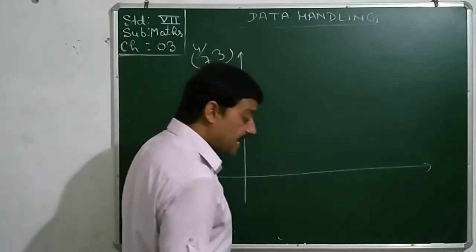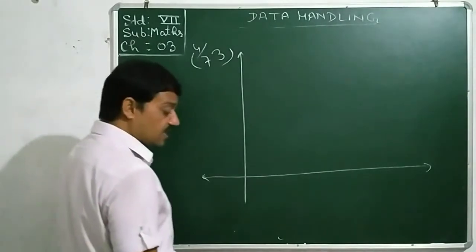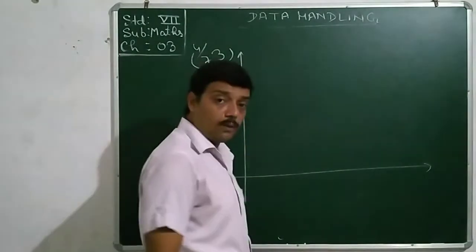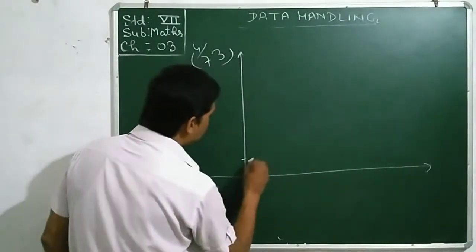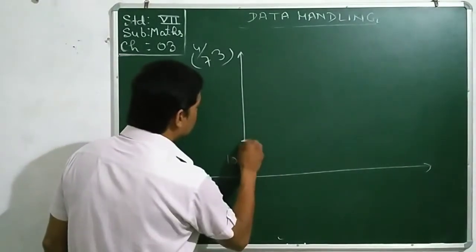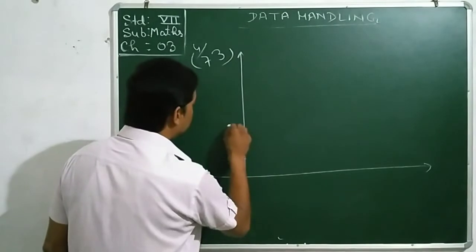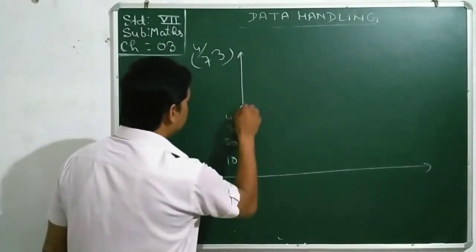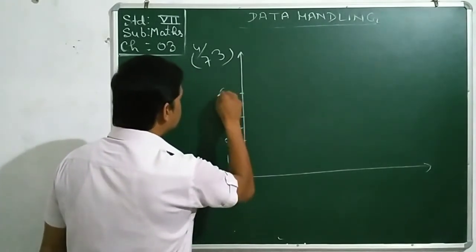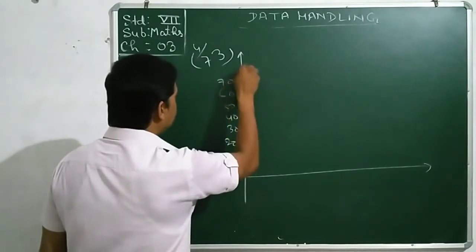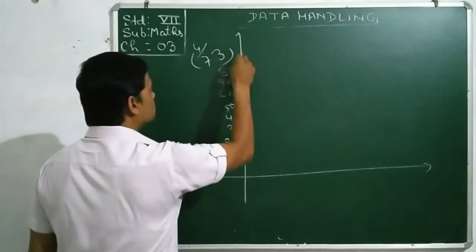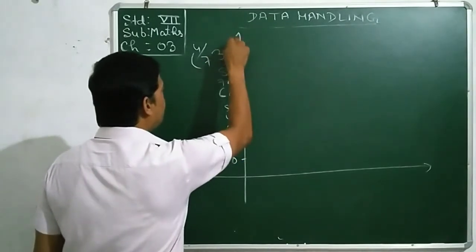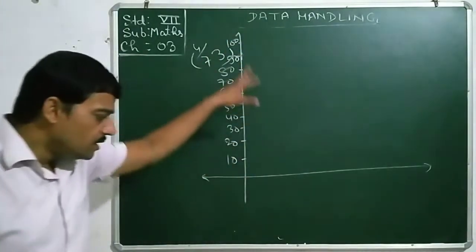English, Hindi, Math, Science and Social Science, these are the subjects, and of course the maximum marks in each subject is 100, so take the scale of 10, 20, 30, 40, 50, 60, 70, 80, 90 and 100.